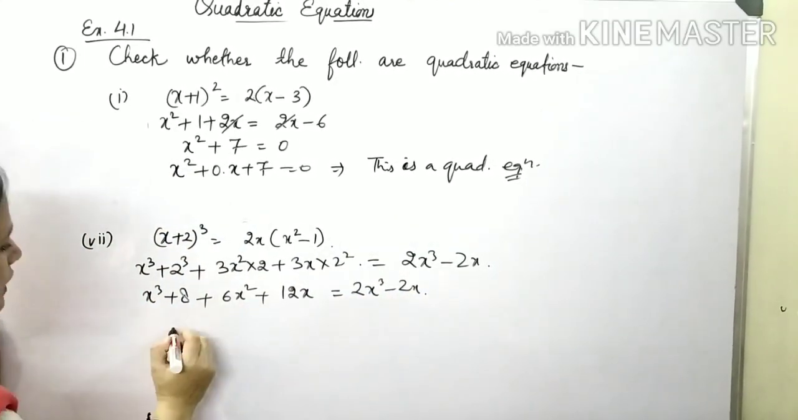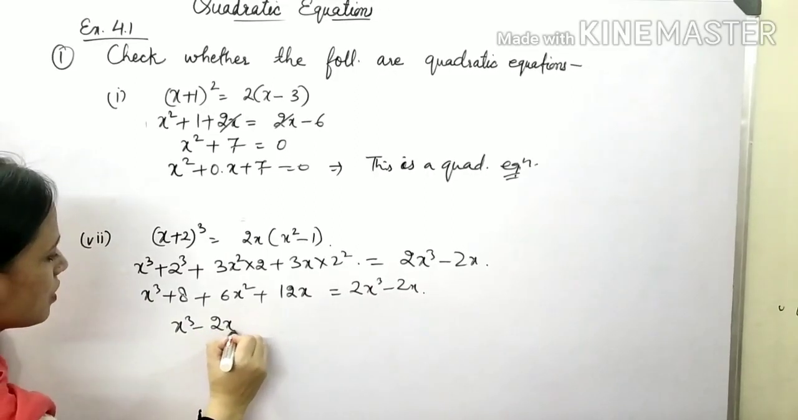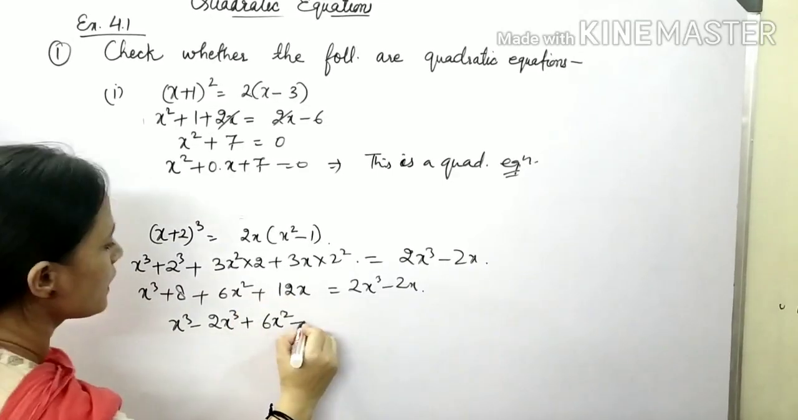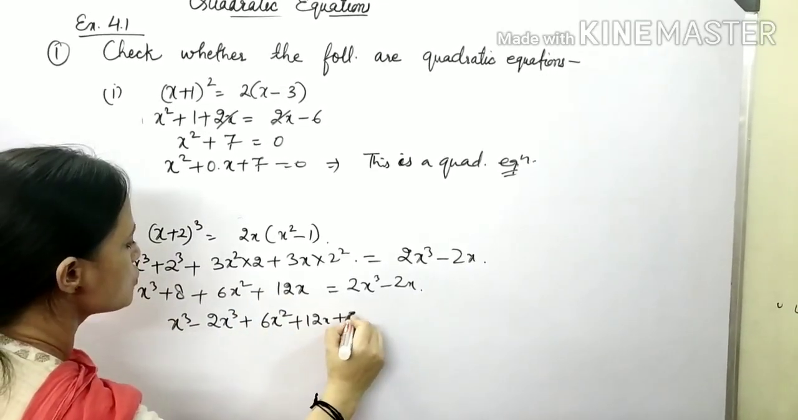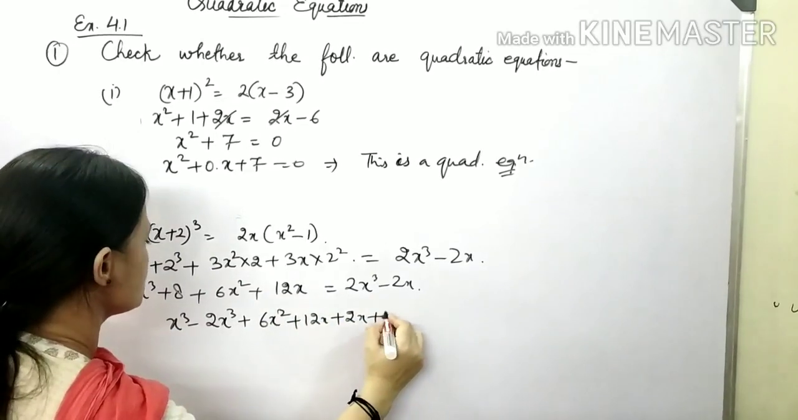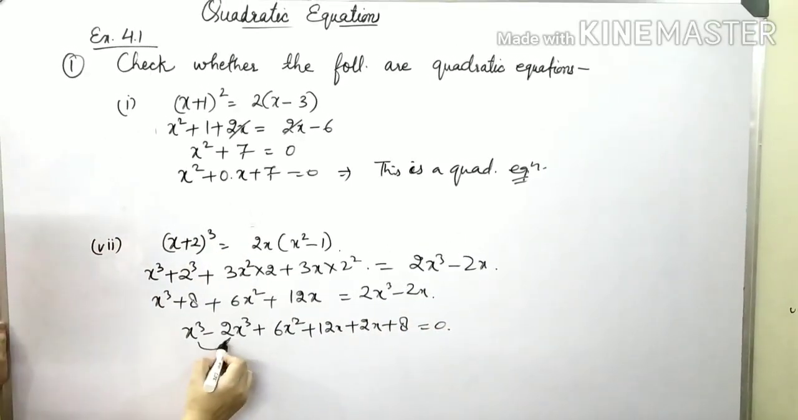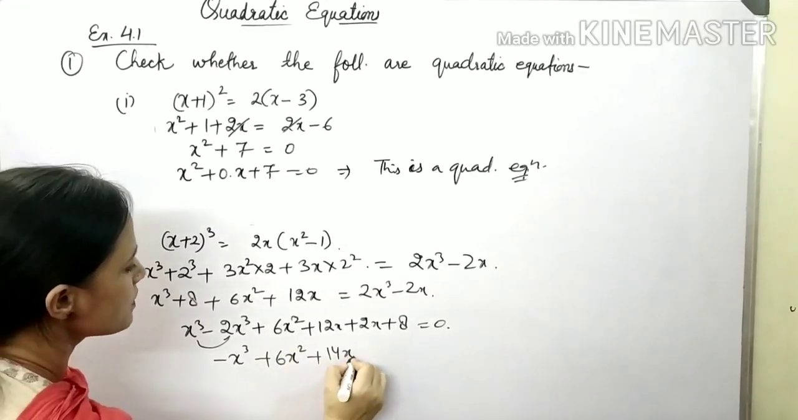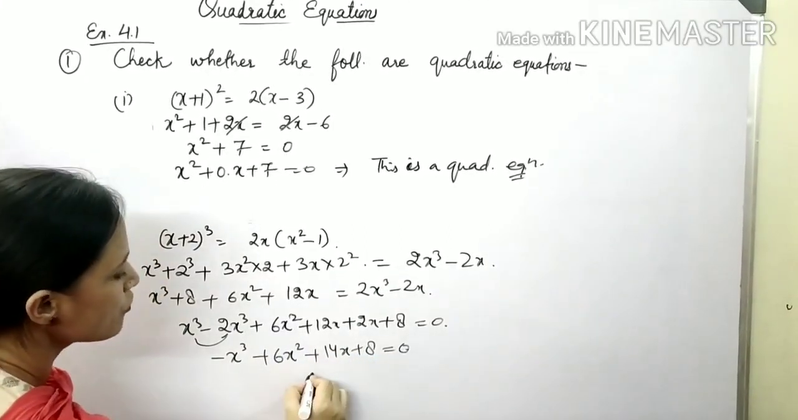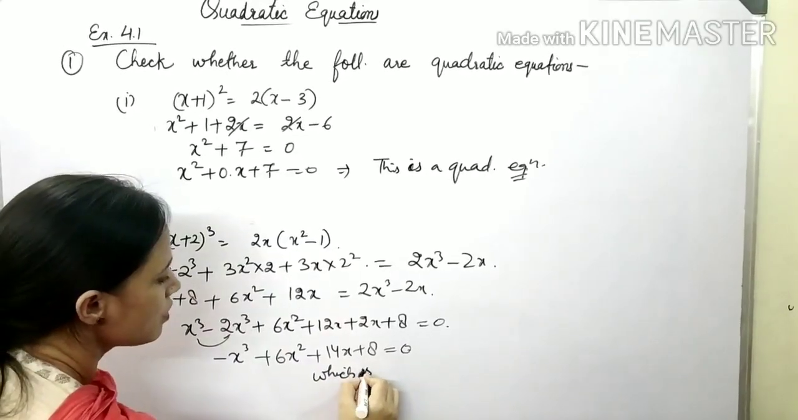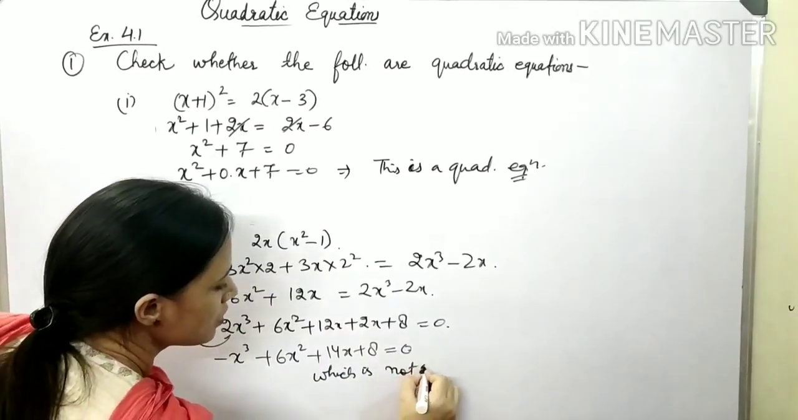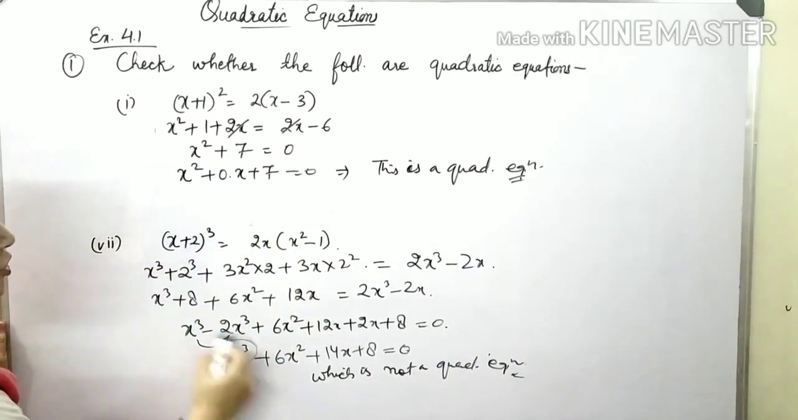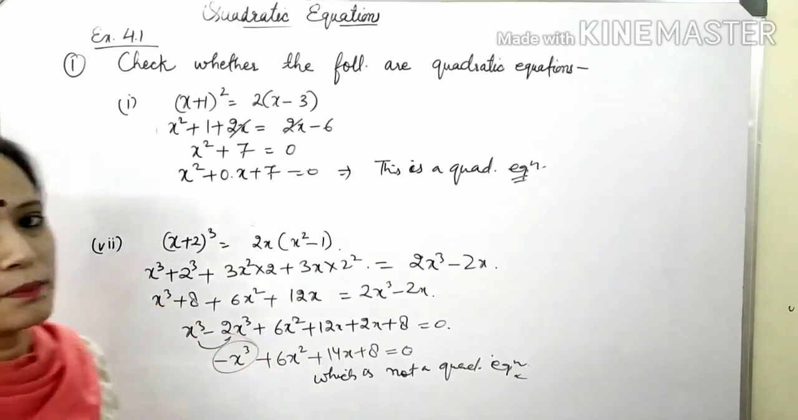So you can see here that we will be left with a term which is having cube, 12x plus 2x and plus 8. So here we are getting minus x cube plus 6x square plus 14x plus 8 is equal to 0, which is not a quadratic equation. Why? Since cube is there. So this is how you can do the other parts also.